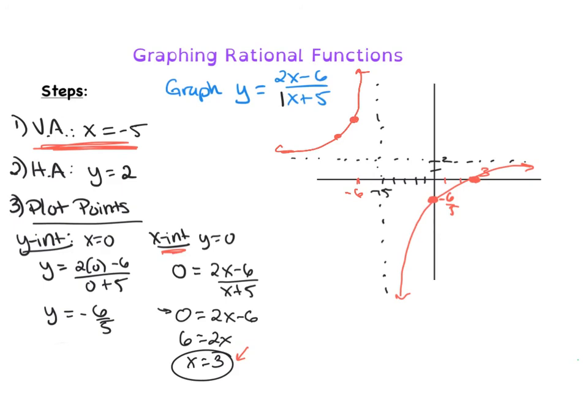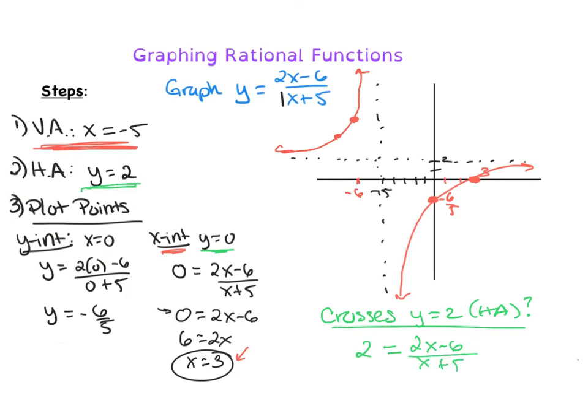If you want to see if your graph crosses the horizontal asymptote, remember that that horizontal asymptote was at y equals 2. So if you want to see if your graph crosses y equals 2, your horizontal asymptote, do the same kind of thing we did when we set y equal to 0 over here. So if we're checking that, take the y value, set it equal to 2: 2 equals (2x minus 6) over (x plus 5). Multiply both sides by the x plus 5, so we have 2x plus 10 equals 2x minus 6. And we quickly run into a problem.